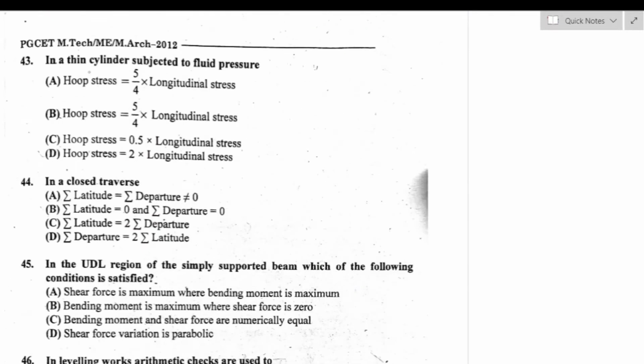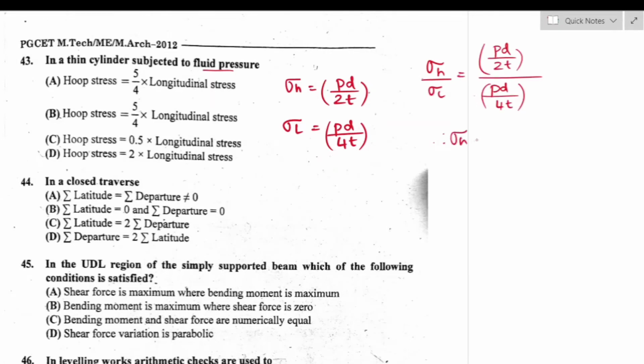Question number 43. In a thin cylinder subjected to fluid pressure. For a thin cylinder vessel, the hoop stress is given by PD by 2T, where P is the fluid pressure in Newton per meter square, D is the diameter of the cylinder, T is the thickness of a cylinder, and the longitudinal stress is given by PD by 4T. So if you calculate the ratio of hoop stress and longitudinal stress, hoop stress will be 2 times the longitudinal stress. So the right answer is option D.